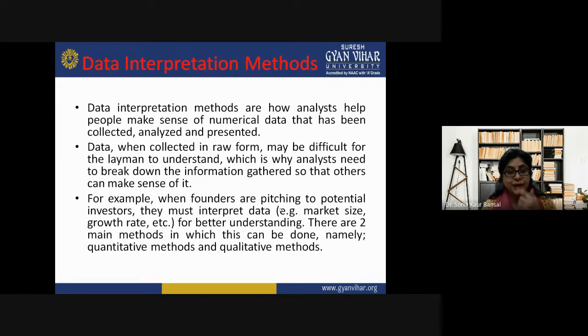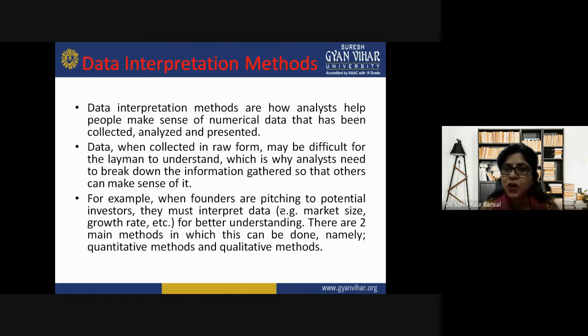Data collected in raw form may be difficult for the layman to understand. Maybe the researcher understands it while doing the research steps, but a common man cannot understand such a numerical presentation, where the sample size may be more than 500 or maybe more than 800. It is not easy to understand. That is why analysts need to break down the information gathered so that others can make sense of it.